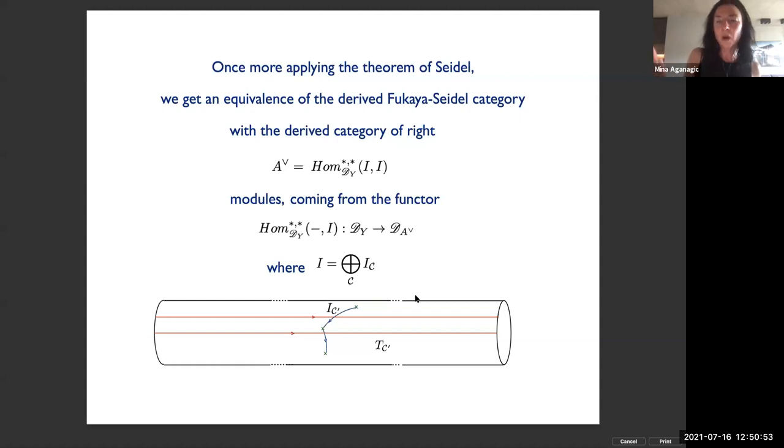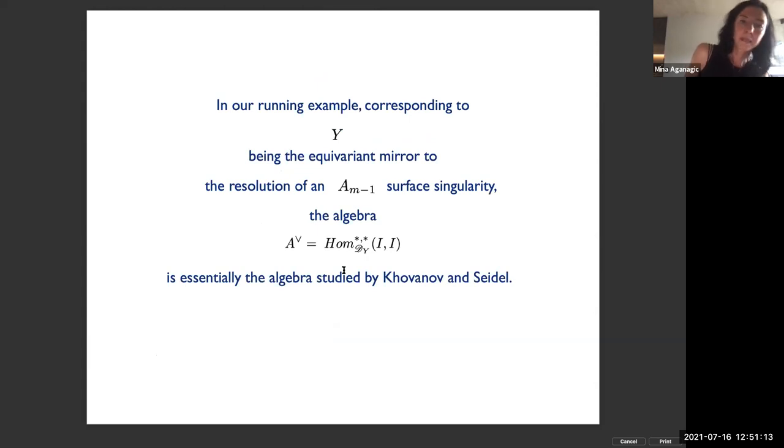So once more, applying the theorem of Seidel, we get an equivalence of the derived wrapped Fukaya category with the derived category of modules of H_X, coming from the other Yoneda functor, where now the generator is the sum of all the right thimbles. Now, in our running example, corresponding to Y being the covariant mirror of the resolution of the A_{n-1} surface singularity, the algebra H_X is essentially the algebra studied by Khovanov and Seidel. The only difference is that the quiver is affine and not open, as in their story.